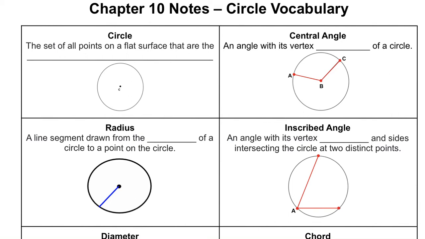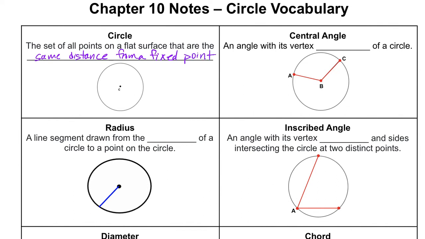Hey everybody, in this video we are going to be talking about some circle vocabulary. So first of all, let's define a circle. A circle is the set of all points on a flat surface that are the same distance from a fixed point, and that fixed point is going to be the center point.